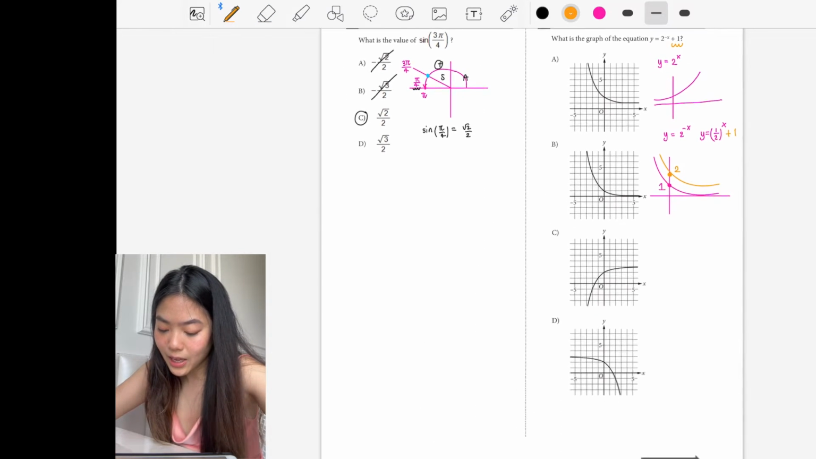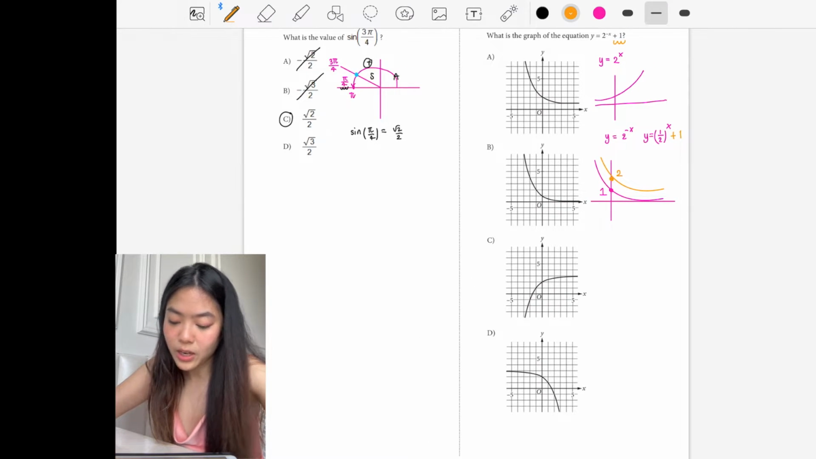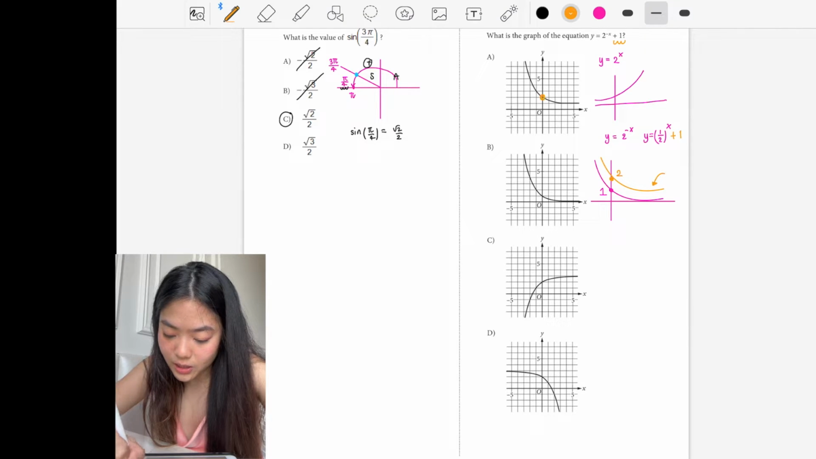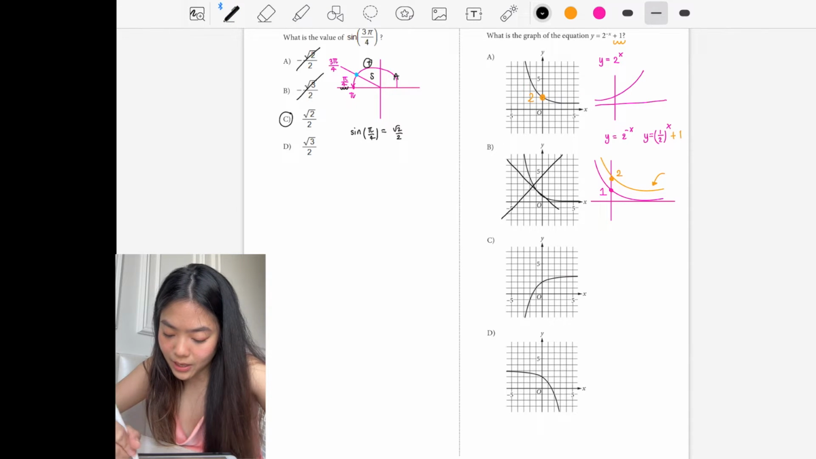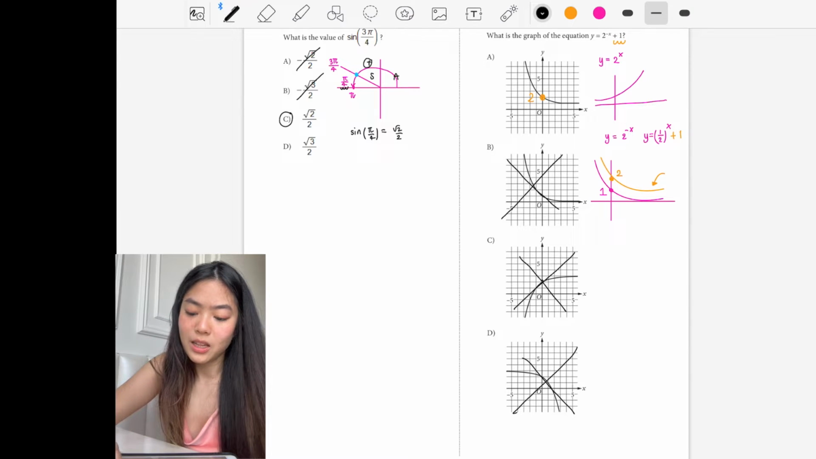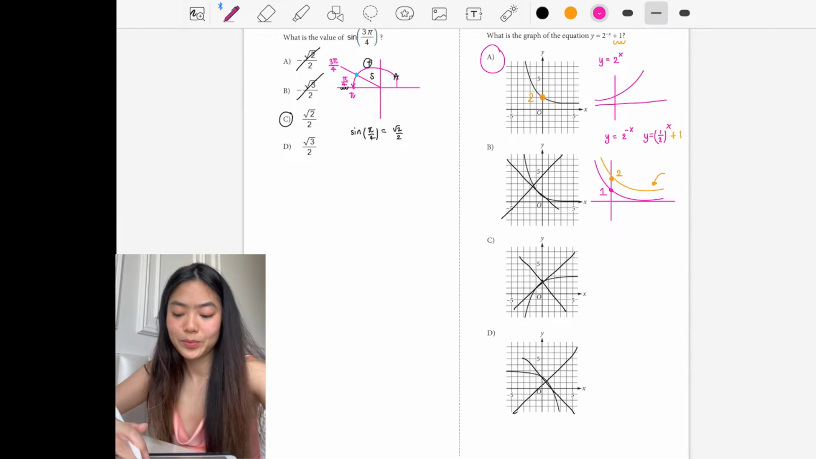Then we can check which one is equal to this curve here. Here, cut at 2. B, cut at 1, is wrong. And then C, this shape is wrong. And also this one. Then the answer would be A.